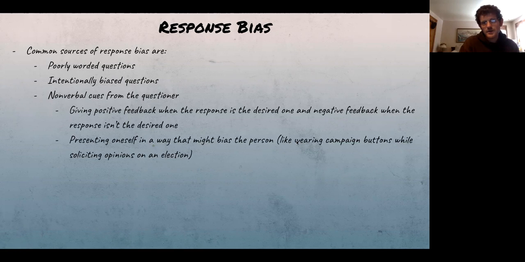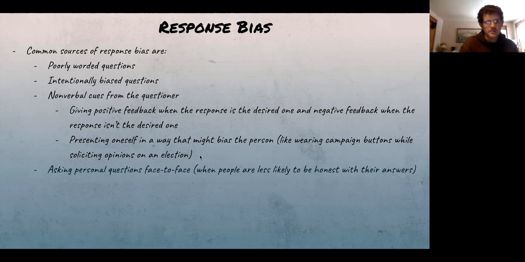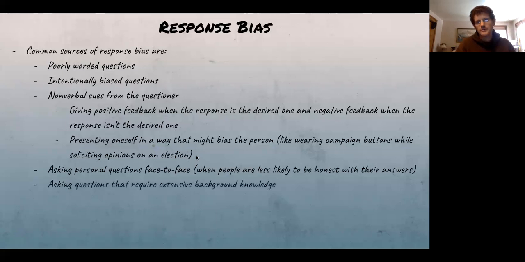Also, if you're presenting yourself wearing campaign buttons while trying to get opinions on an election, that's going to change people's minds. Asking really personal questions when you're face to face will change how people respond. If I asked you right now a very personal question about your life, you are likely to not give me the full truth or maybe completely lie. So you want to be careful about that. Anything where you're trying to get very personal questions answered, you typically want to make that anonymous or somehow protect anonymity.